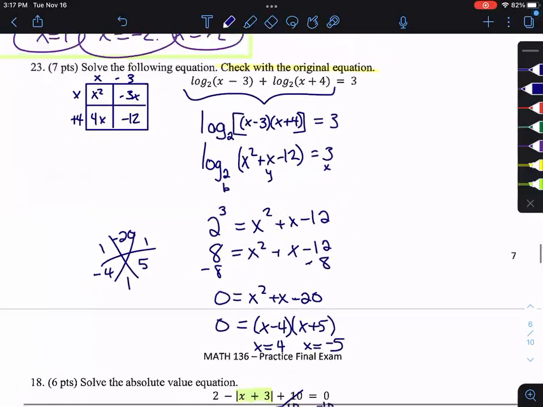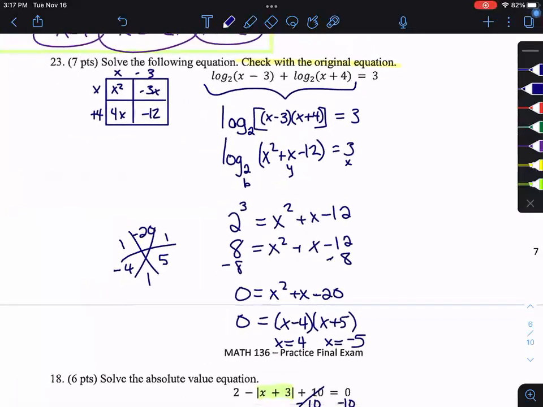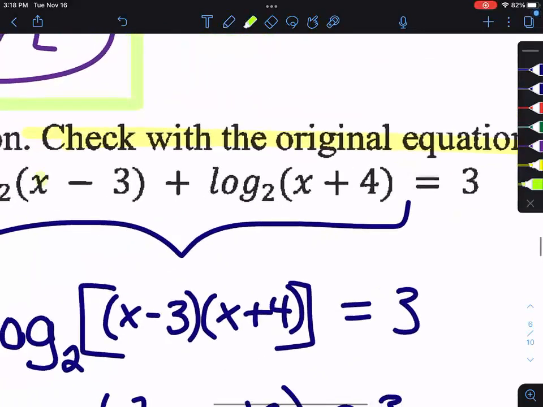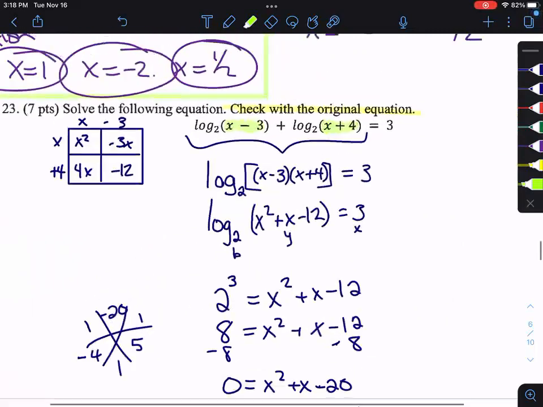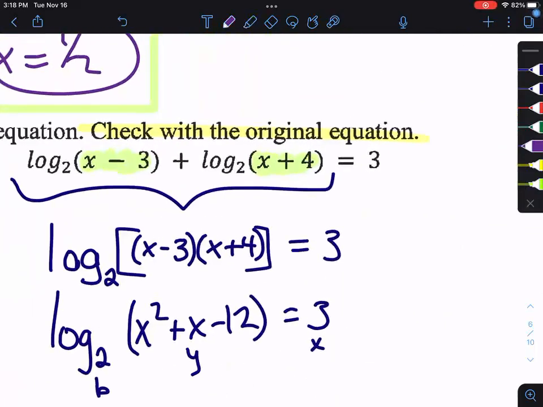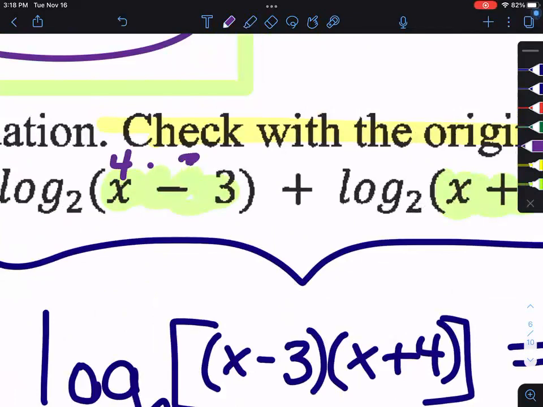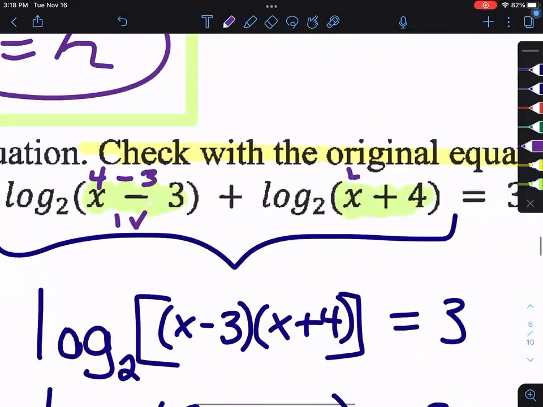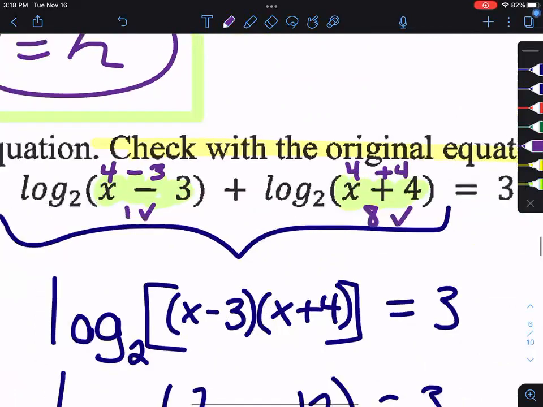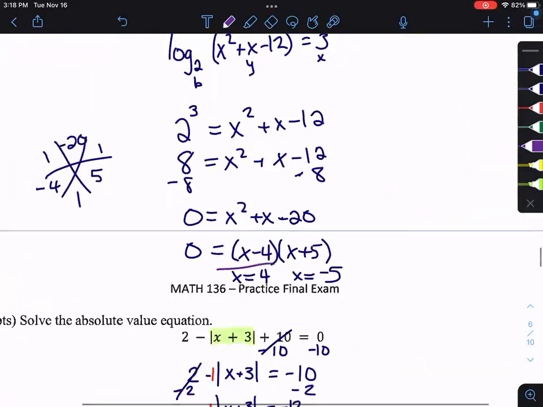So now we have two answers. Again, the instructions said to make sure you check in the original equation. Remember, with logarithms, you need to check that if you plug something back in, you do not get a negative in these parentheses. So the first answer we have is 4. If we plug 4 in here, we have 4 minus 3. That's going to give us 1. That's okay. If I plug 4 in here, 4 plus 4 gives us 8, and that's also good. So it looks like 4 is going to be good here.